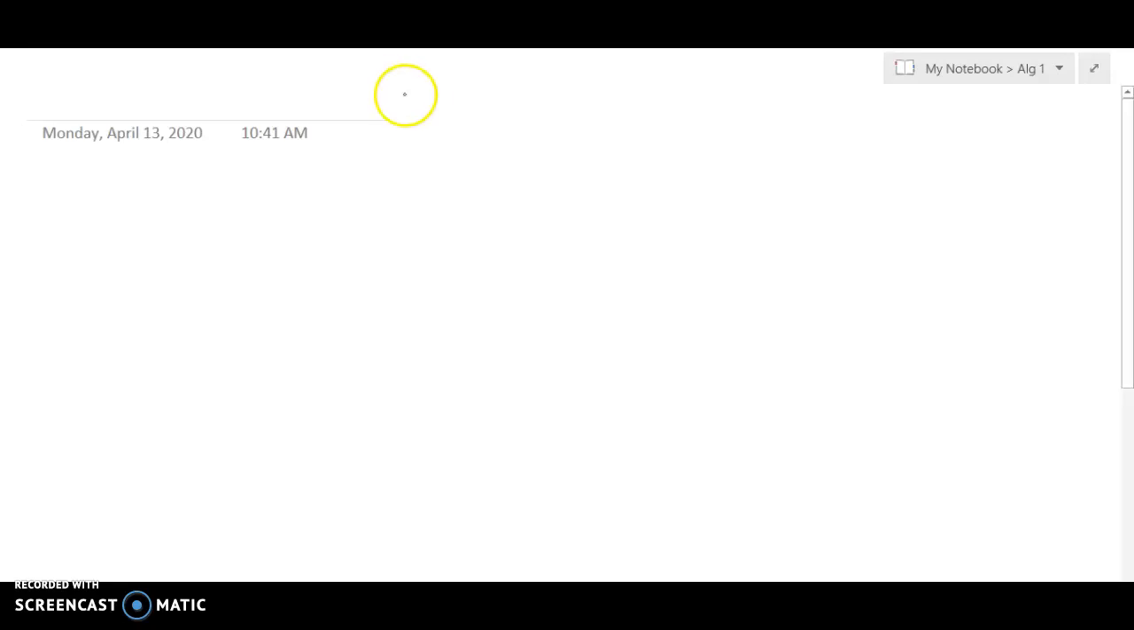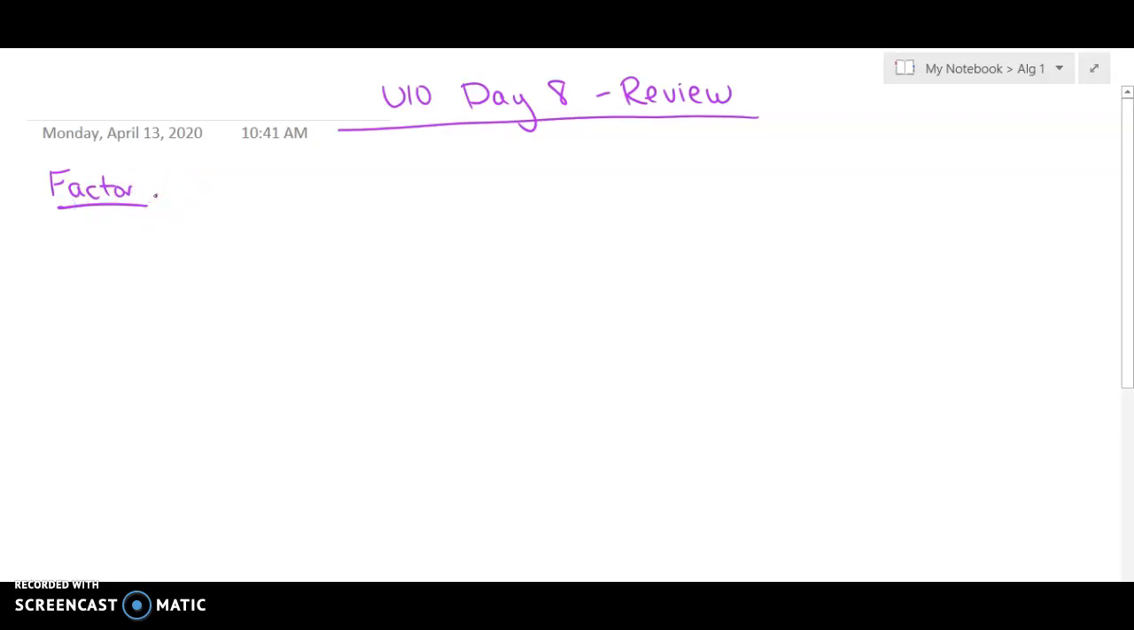So we are on the Unit 10, Day 8. And we are going to be reviewing everything because you have a quiz in a couple days. So we've been dealing with factoring. All right, so if you have a problem that just says factor, okay, we'll do a few of those. So something like x squared plus 6x plus 8. All right, something like that, we have to factor it.